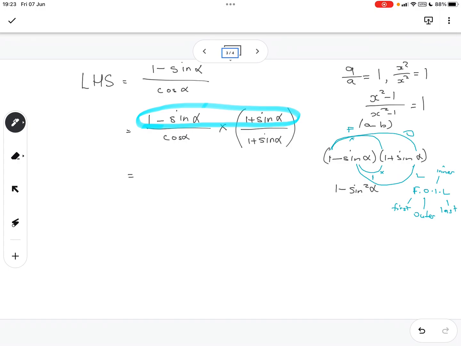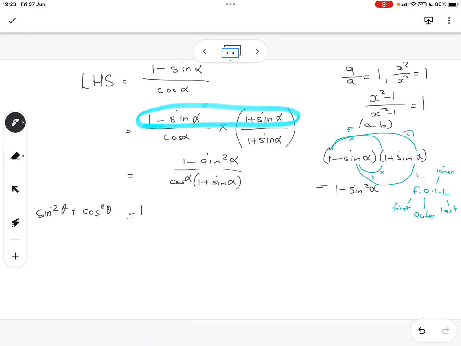So what happens is we're going to get 1 minus sine squared alpha. At least in grade 11 and 12, we should be able to do difference of two squares. So I'll just go from that. So at the top, we have 1 minus sine squared alpha over cos alpha times 1 plus sine alpha, right?